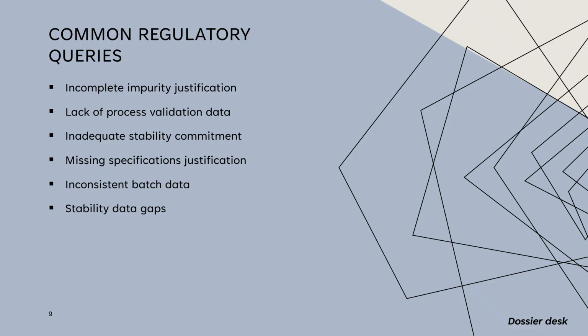Regulatory authorities frequently raise queries related to impurity profiling and justification of limits. Incomplete or insufficient process validation data is another common issue. Stability commitments must align with ICH requirements. Specifications must be scientifically justified and not arbitrarily set. Consistency across development, manufacturing, and stability sections is critical.